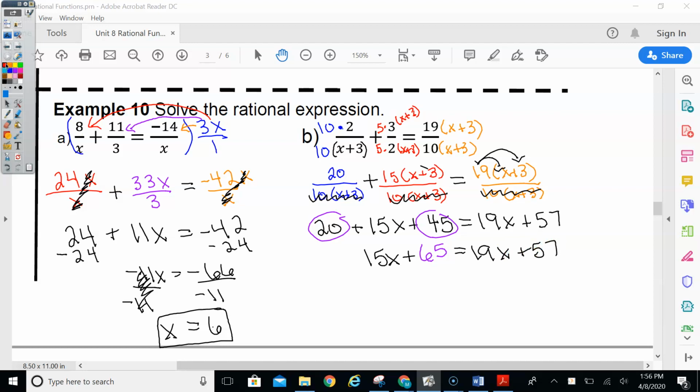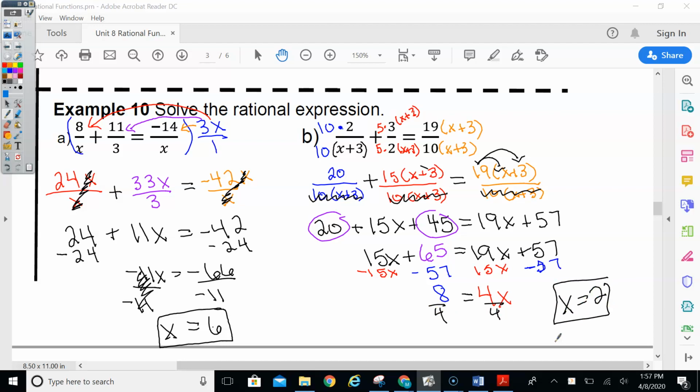So getting my x's to one side, minus 15x from the 19, and that's 4x. Subtracting the 57 to the other side, minus 57. So 65 minus 57 is 8. And then just divide by 4. X is 2.